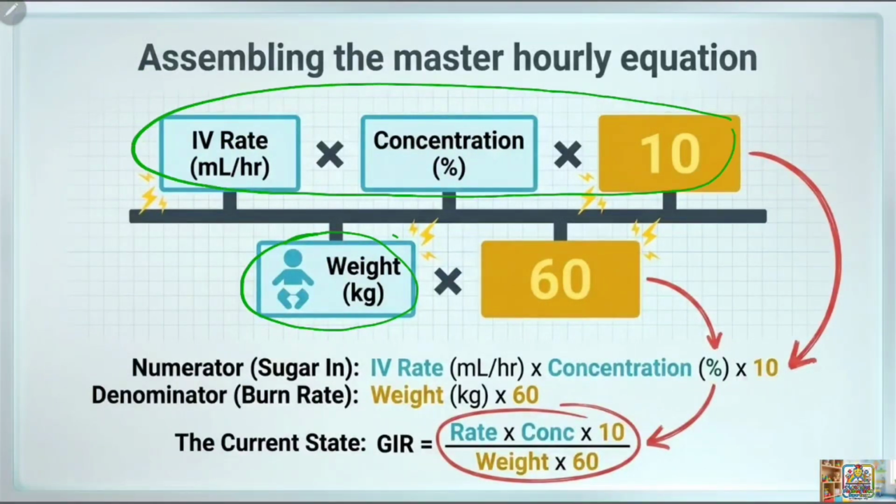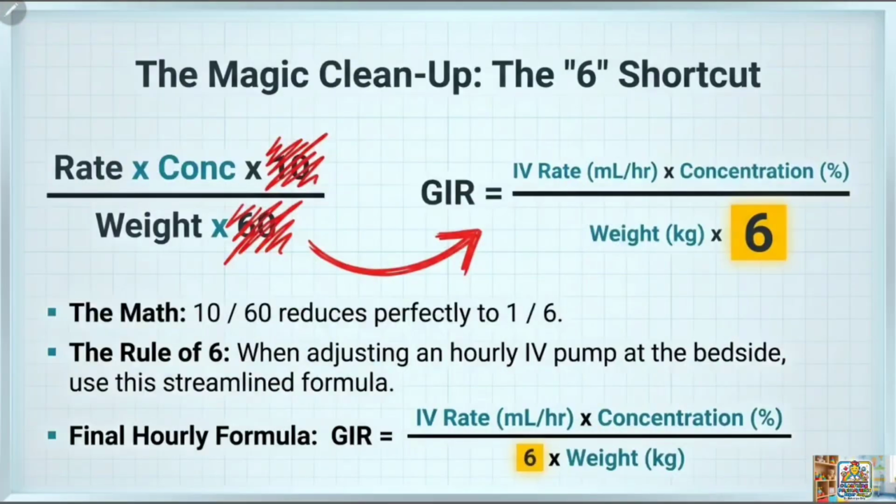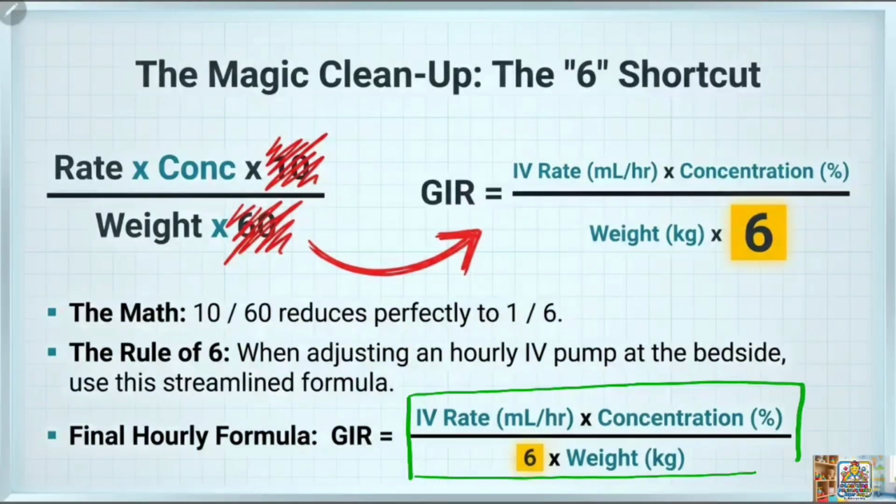This is the total milligram, and in the GIR formula there is mg per kg per minute, but we are giving fluid in hours. So 1 hour equals 60 minutes. In place of minute, we will be multiplying by 60. The final hourly fluid calculation formula: IV fluid rate in ml per hour into percentage of dextrose, divided by 6 into body weight in kg. This is the GIR calculation formula for the hourly rate of fluid.